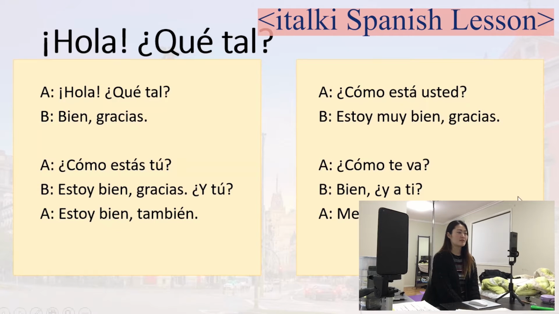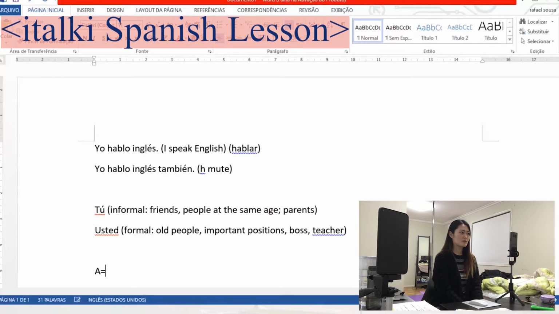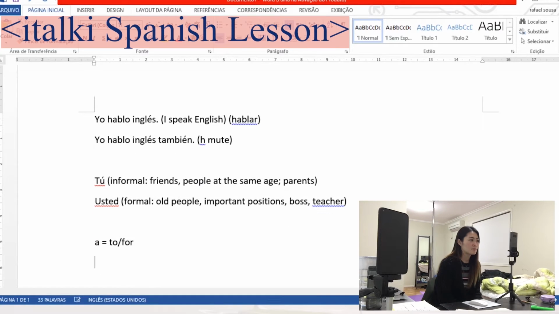I'm fine, and you? Bien. ¿Y a ti? It's going well for me too. Sorry, it's going well for me, thanks. What is a in that sentence? ¿Y a ti? Yes, it means and for you or and to you, because it can mean to or for, depending on the sentence.